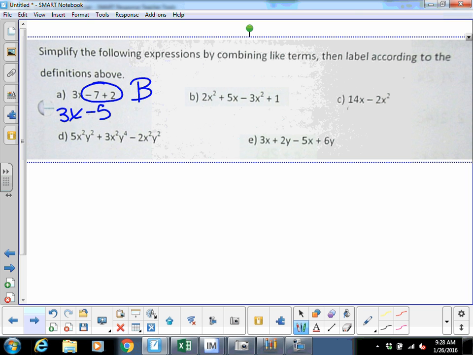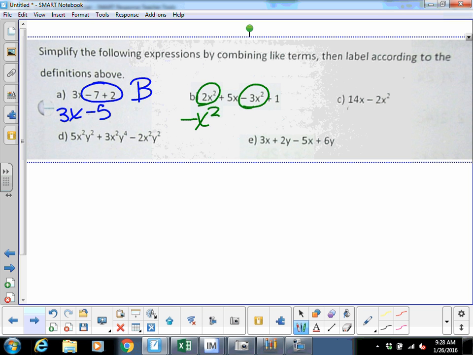All right, so what's going to be alike in letter B? 2x squared and -3x squared. So what is 2x squared minus 3x squared? All right, now, you can write the 1, but you don't have to write the 1. If you write the 1, it's okay, but understand on your EOC, it won't be there. We don't write understood ones. So -x squared. Can I combine anything else?